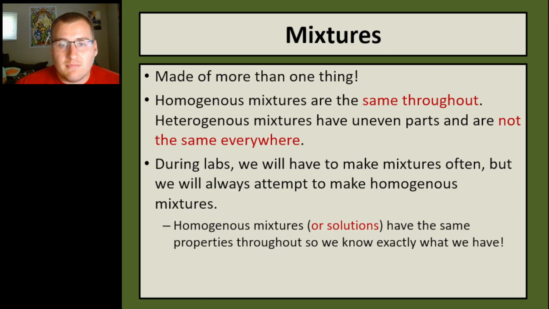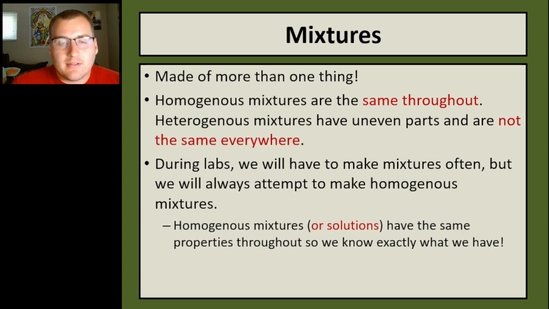Now, heterogeneous mixtures have uneven parts and are not the same everywhere, like a salad or something like that, right? You might get a piece of tomato and a piece of lettuce and some dressing and a piece of cheese or something. Now, in chemistry, we're going to talk about homogeneous mixtures way more. Okay?